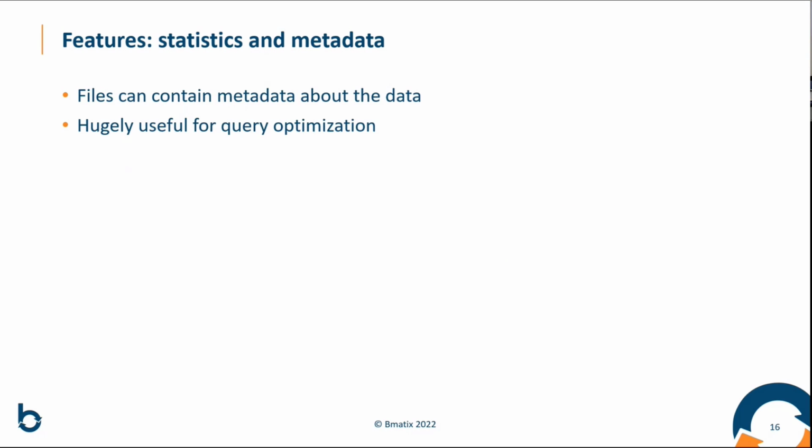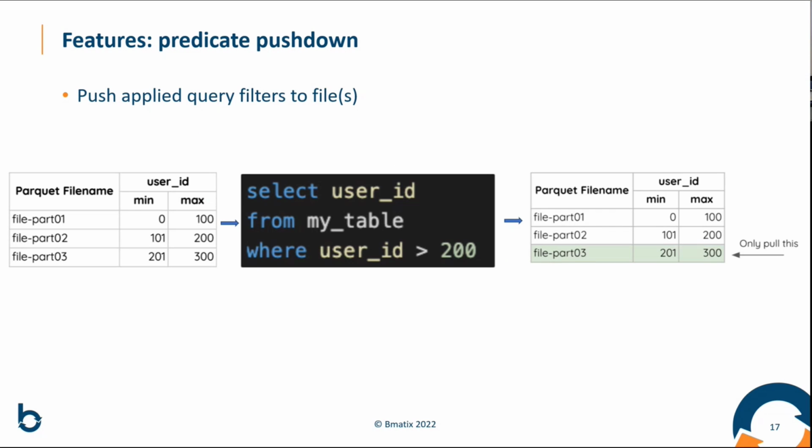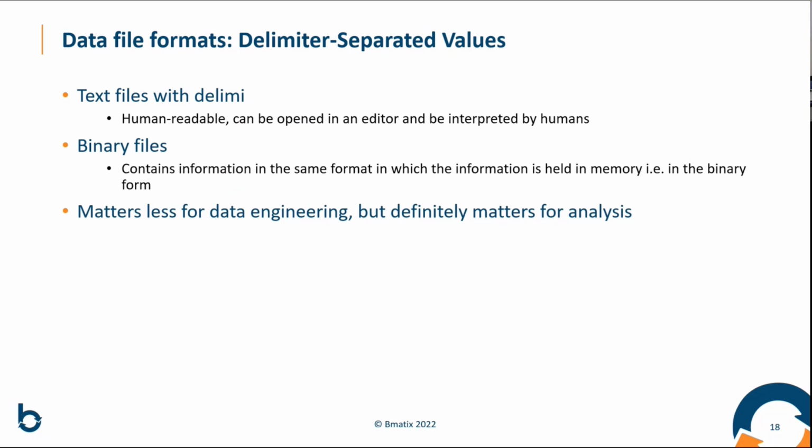All right, so these were all the features in general. I have already mentioned things like Parquet, CSV, things like that. And now we're going to have a look at the data file formats themselves and what they're useful for, how they work under the hood, and things like that. Okay, so the first format is delimiter separated values.